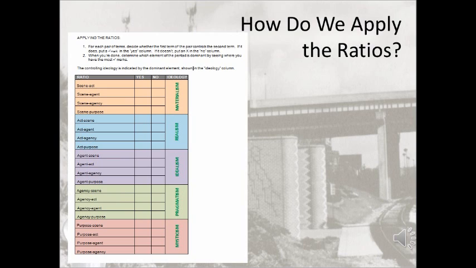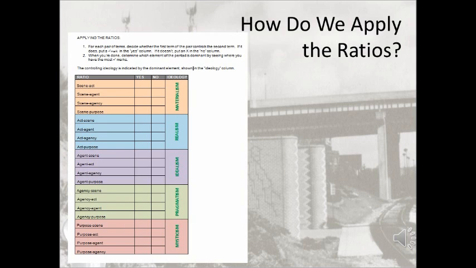Notice that we apply the ratios in 2 steps. The first step is to examine each pair of terms, asking yourself whether the first term in the pair is controlling the second term. For example, for the scene-act ratio, we would ask ourselves whether the scene where the situation takes place controls what happens there, the act. If it does, we put a check mark in the yes column for that row. If it doesn't, we put an X in the no column. If we can't decide, we put a question mark in the column we think is most likely, or just leave both yes and no blank.